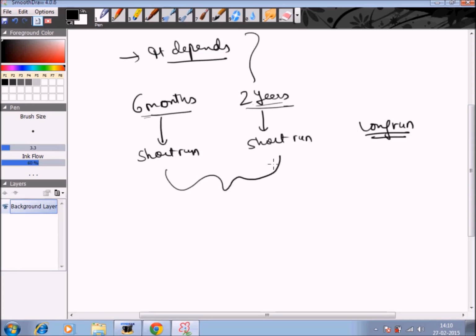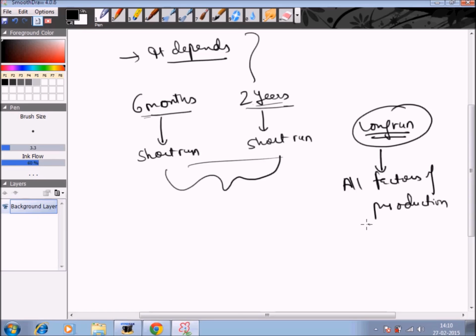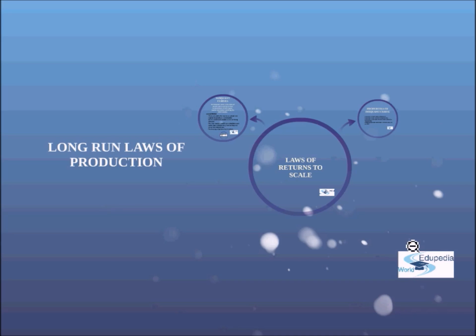We have already dealt with the short run laws of production. Now we'll be starting with the long run, where all factors of production can change or become variable. So in the long run, supply of both the inputs, that is labor and capital, is considered to be elastic, and firms can hire larger quantities of both labor and capital. The technological relationship between changing scales of inputs and output is explained under the laws of returns to scale.